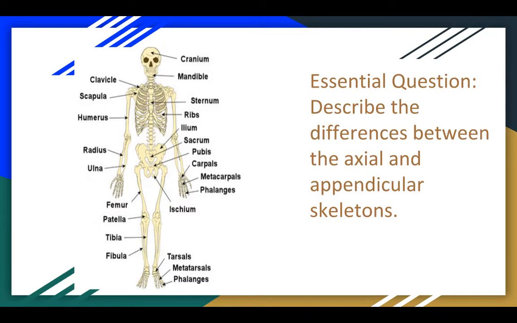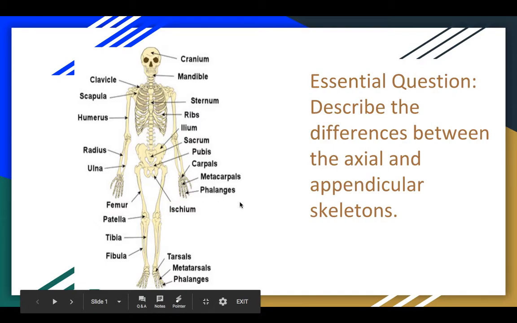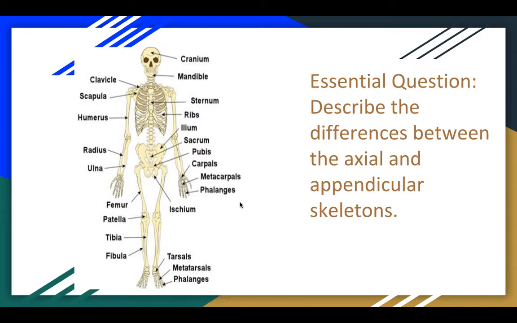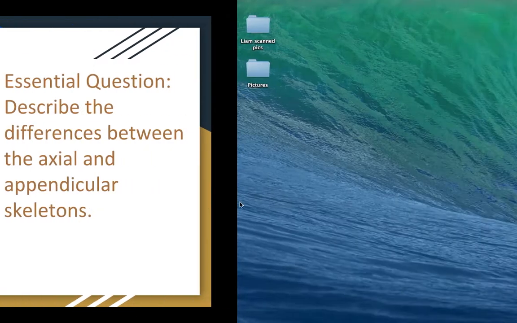We're going to be talking about bones, the different features of bones, what the composition of bones are, and how to differentiate between two different portions of the human skeleton. All right, our essential question for today is to describe the differences between the axial and appendicular skeletons. And you can see a beautiful illustration of the major bones that make up the skeletal system.